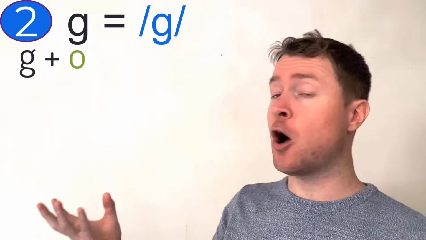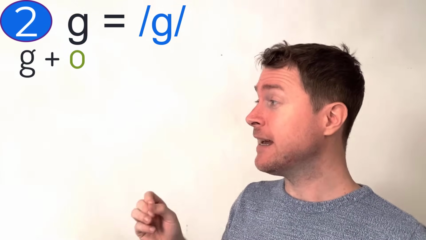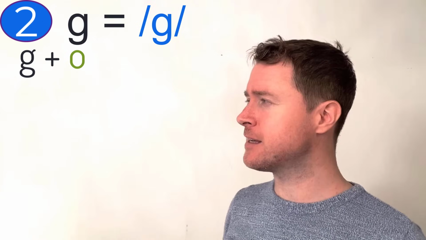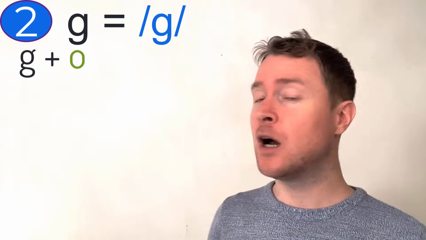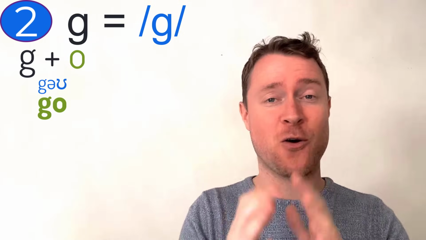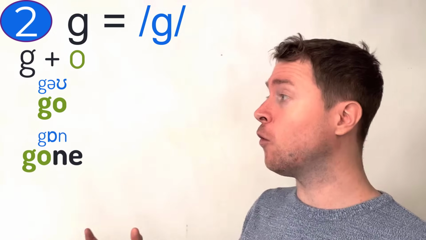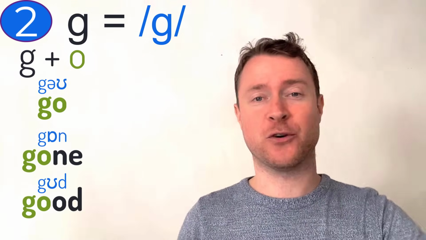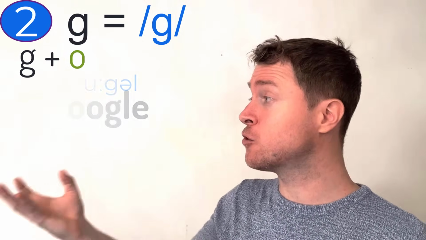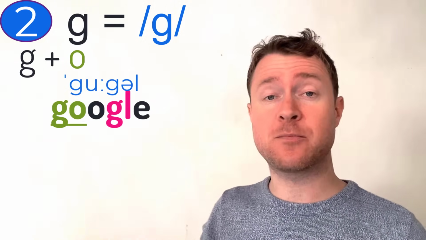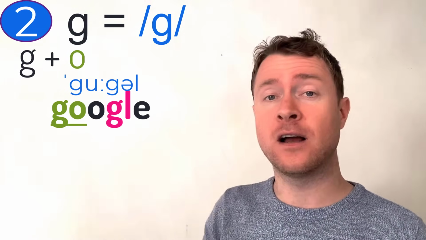Okay, what about G and O? G plus O, as we know, can also have that G pronunciation for the letter G. G and O on its own makes the word go. Also gone, or good, or even Google. Okay, Google. Google is a really good word to practice because goo is G and O, and as we learned before, G and L is another time where the G is pronounced G. So in Google, you have two instances, two cases of G.